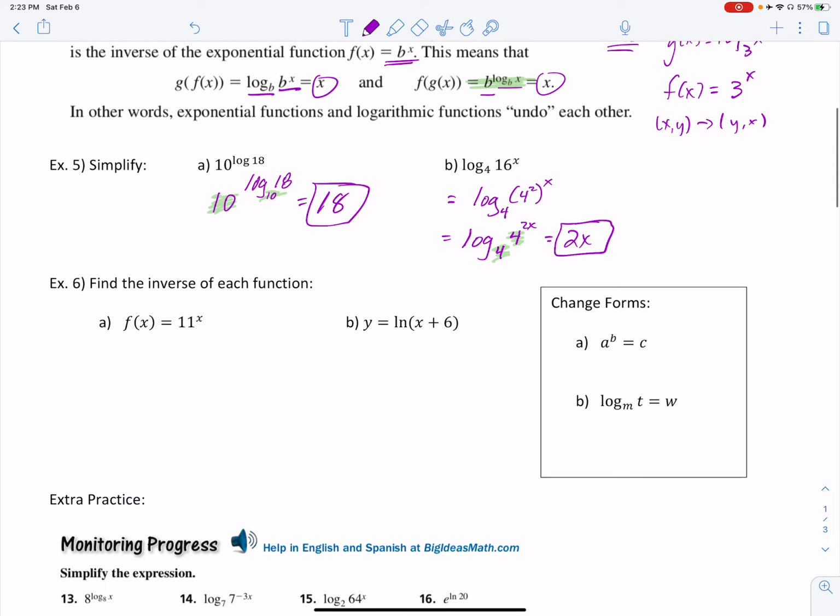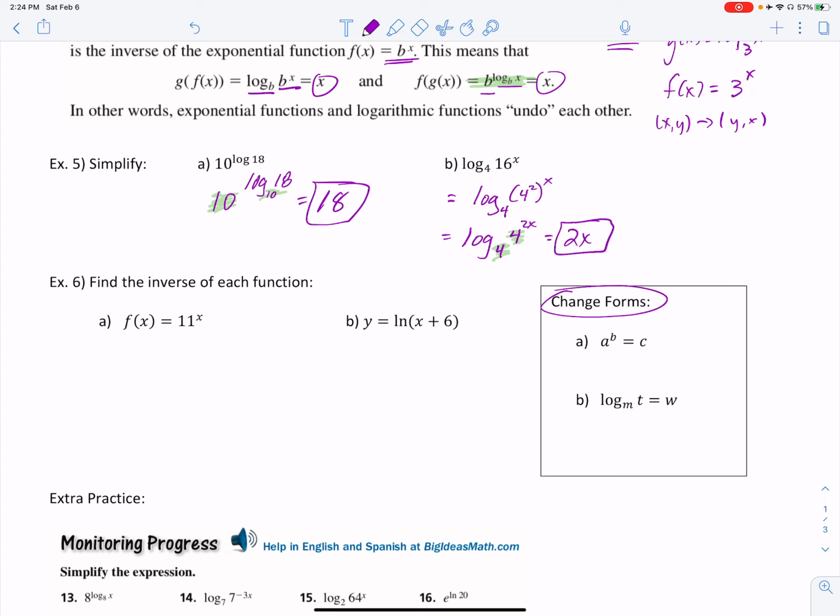Okay, for example 6, you're going to need to be able to change forms. Go from exponential to logarithmic or logarithmic to exponential, and you need to be able to do it even if it's a bit abstract. And so in part A, the base is a, so I'm going to write log subscript. Remember, it needs to definitely be a subscript there. And then leave a little space for the argument, and the output of the logarithm is the exponent. So b goes here. And what a to the b equals is your argument, so that's c. So that's going from exponential to logarithmic.